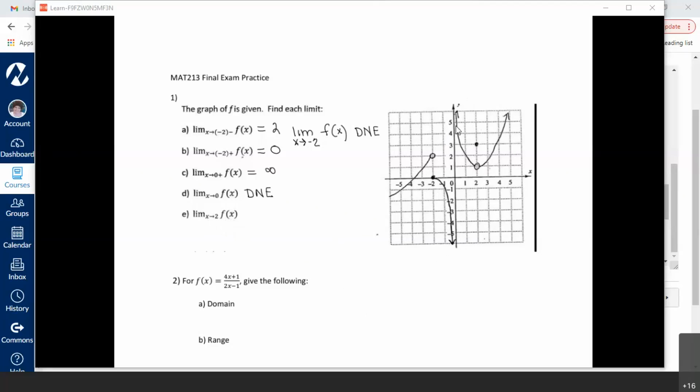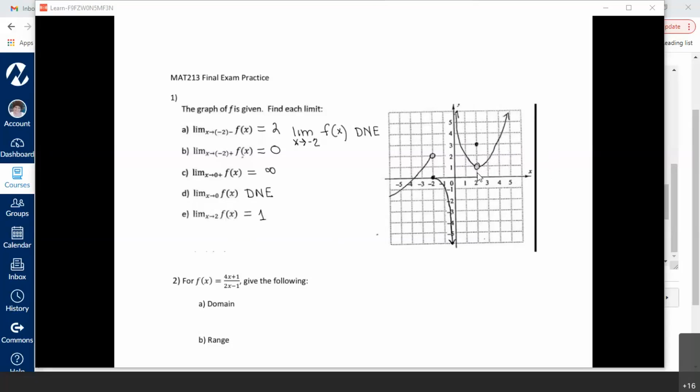Okay, so first let's check from the left. We can see as we get closer and closer to x equals 2, I'm getting closer and closer to y equals 1. Same thing over here as I approach it from the right. As I get closer and closer to x equals 2, my value is getting closer and closer to y equals 1. So the limit as x approaches 2 is 1.